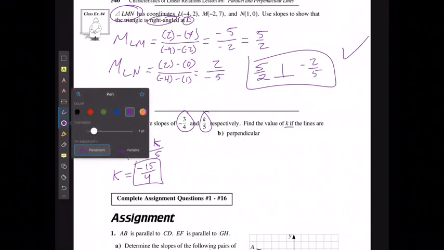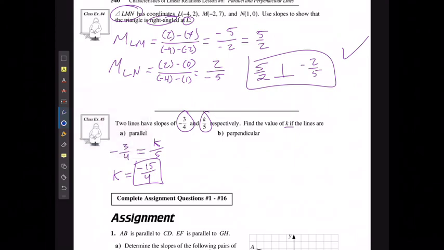If they are perpendicular, then I'm going to take the negative reciprocal of the one that I know and say that it's going to be 4 over 3 is equal to what my new line is, k over 5. And then I'm going to do the same process. I'm going to cross multiply, and k is going to be 4 times 5 divided by 3, or 20 over 3. And there's my solution.